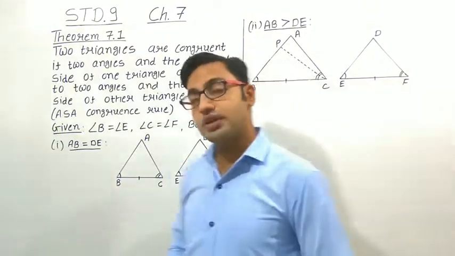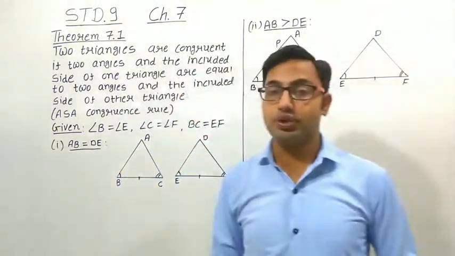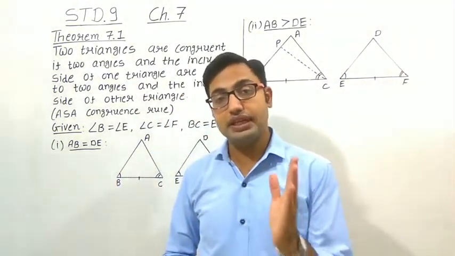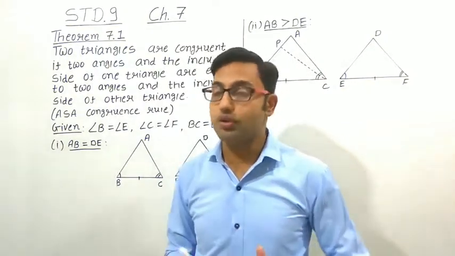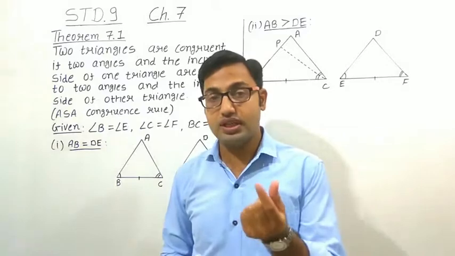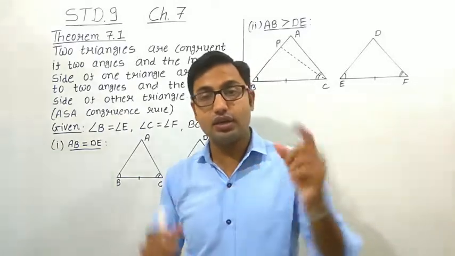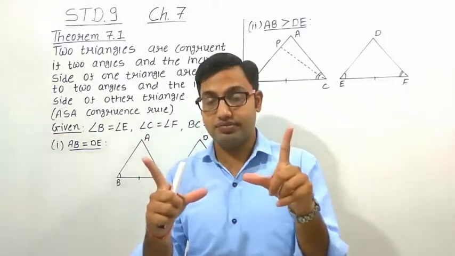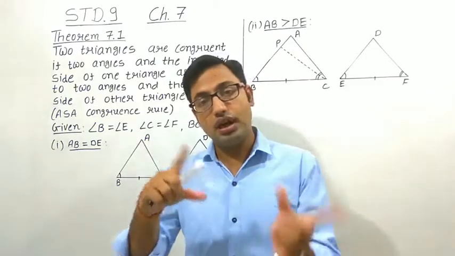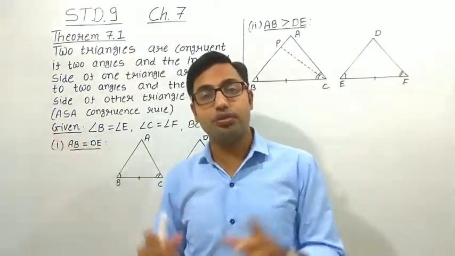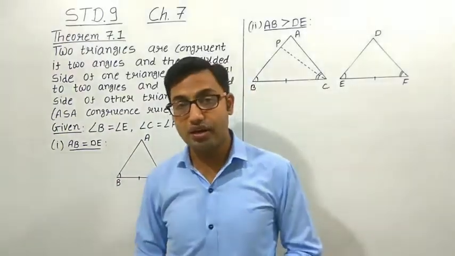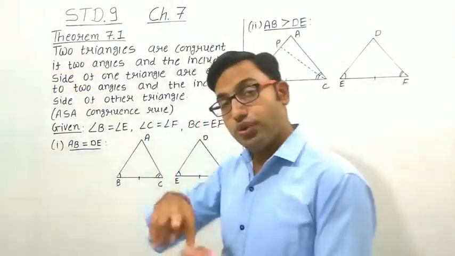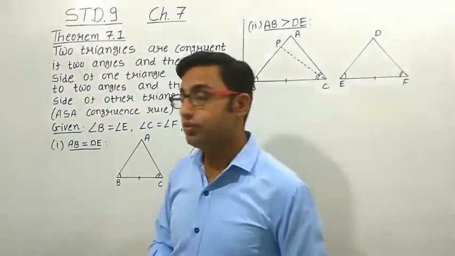Before this we have studied axiom number 7.1, and that axiom is another rule, the side angle side rule, in which we have studied that if the angle included between two sides is equal, and the two sides are the same as the two sides and included angle of the other triangle, then we can say that the two triangles are congruent. But here we have to take two angles and one side.